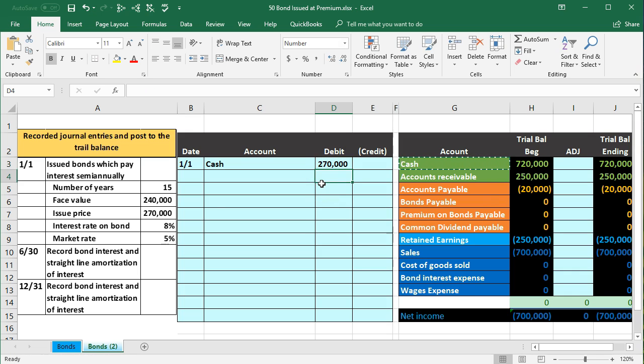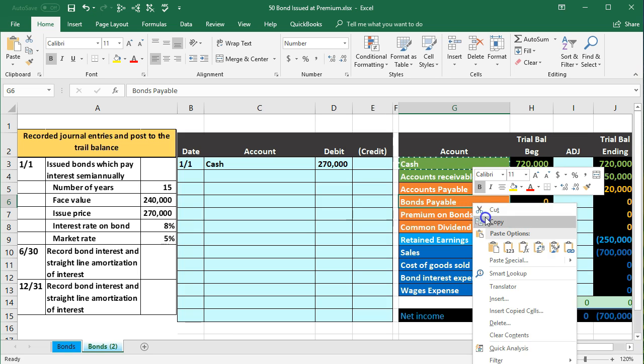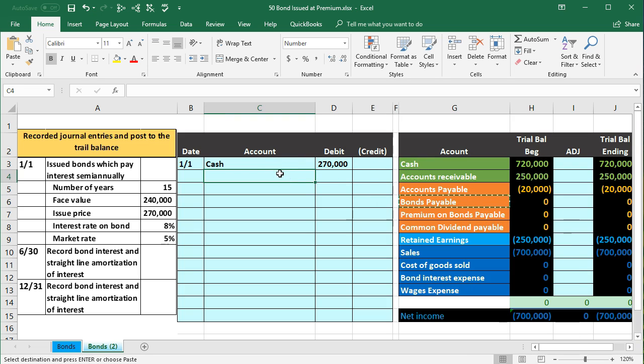And then we're going to credit what we owe back, just like if it was a note. So I'm going to credit bonds payable. It's just a liability. We owe it back. We're going to right-click and copy. Put that in C4, right-click and paste 1, 2, 3.